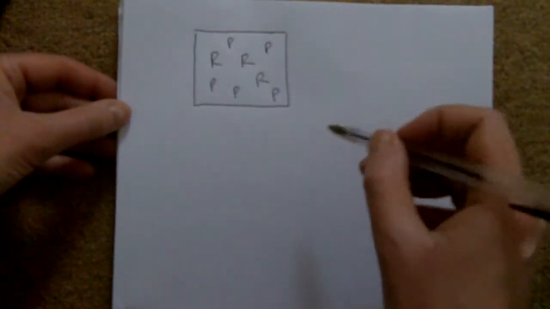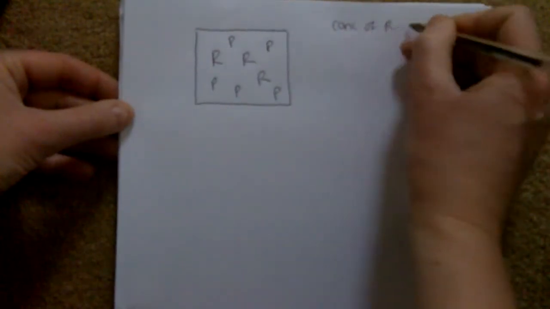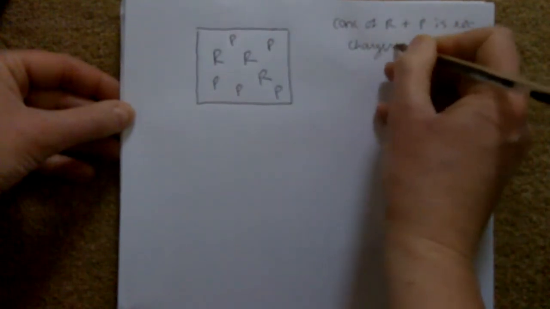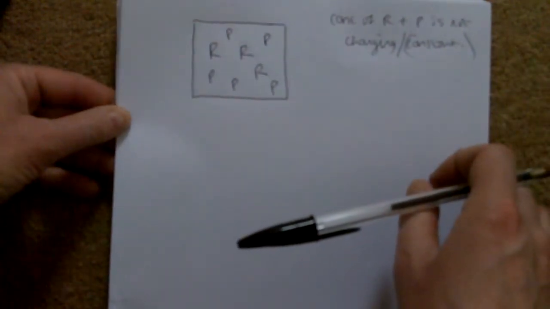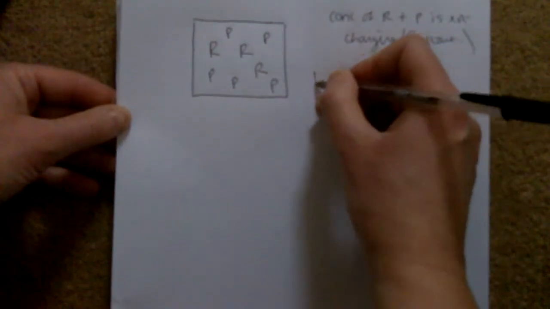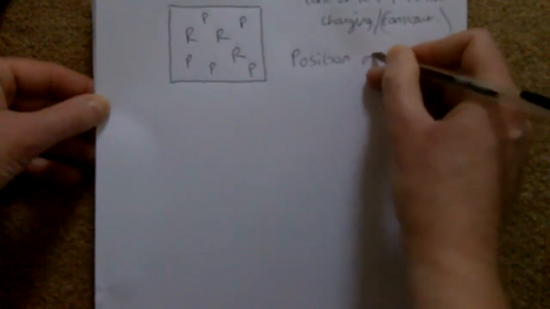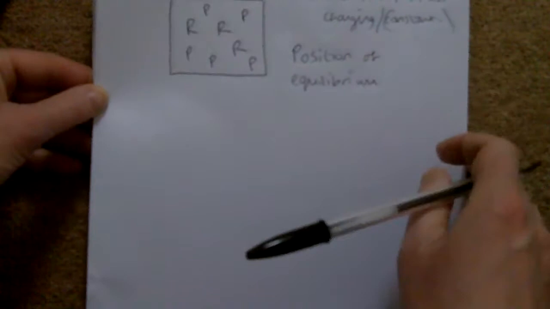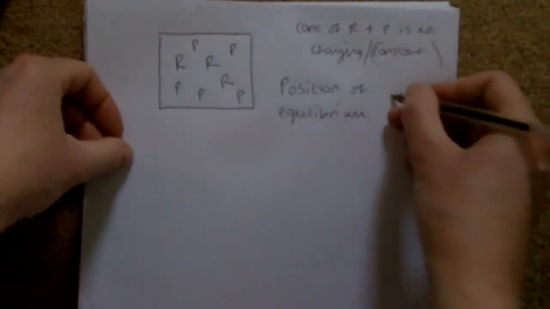And we know it has reached equilibrium because the concentration of the reactants and products is not changing. It's constant. Now, there's something called the position of equilibrium, and we sometimes abbreviate that as POE.